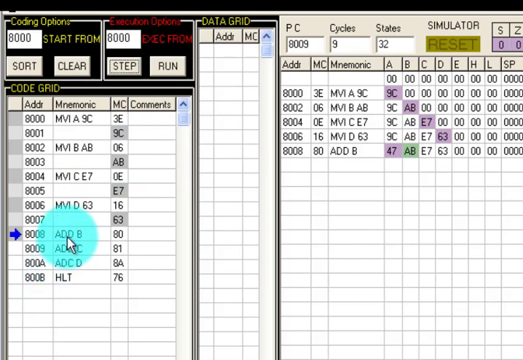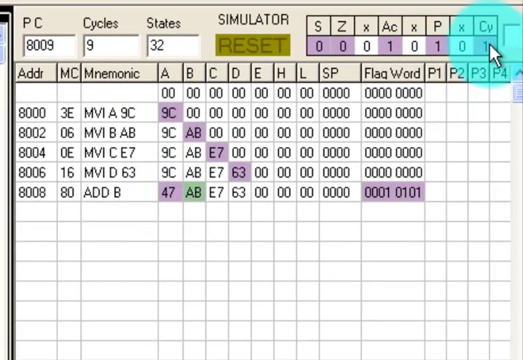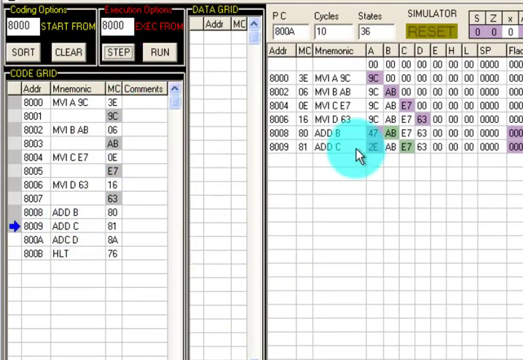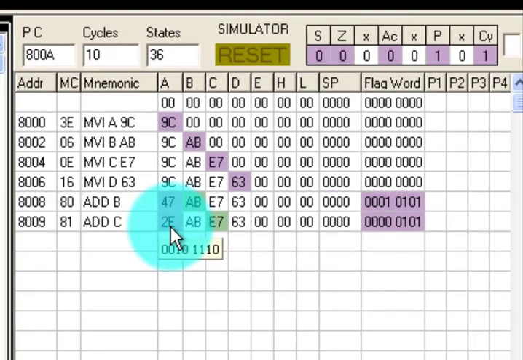Now with ADD B, what will happen? This add instruction adds the contents of register A with another register. Here it is register B, so it adds the contents of register A, which was 9C, with AB, and the result is 47, and we can see a carry is generated. Then the next instruction is ADD C. It adds the new content 47 with the contents of register C and stores the result in register A. So 2E is the sum, and we can see a carry is generated.